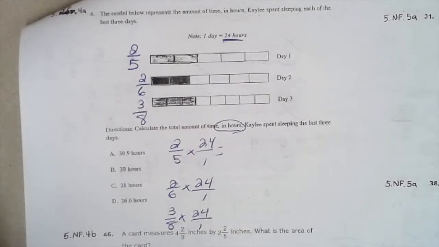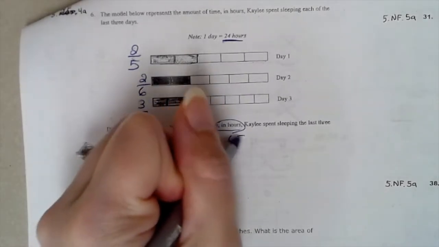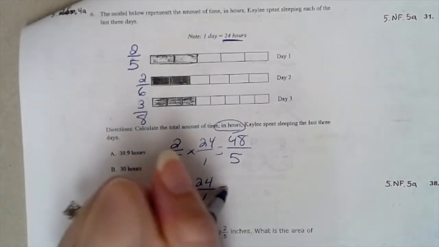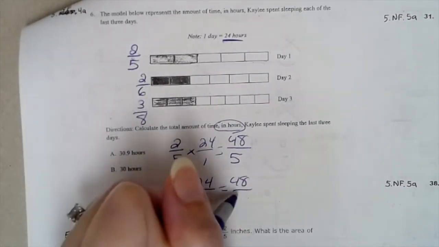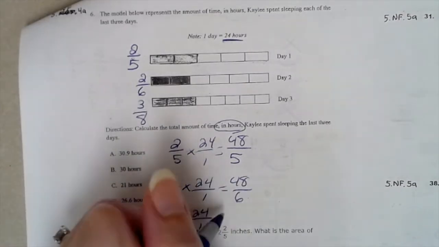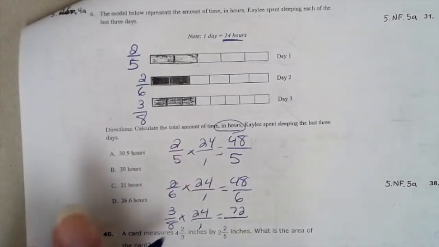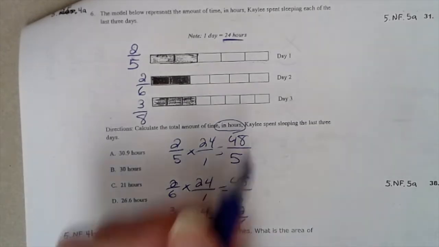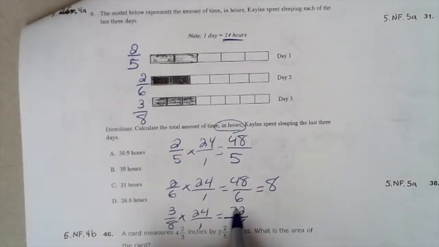So 2 times 24 is 48. 5 times 1 is 5. 2 times 24 is 48. 6 times 1 is 6. 3 times 24 is 72. 8 times 1 is 8. All of these are improper fractions. These two are fairly easy to divide if you know your times tables. 48 divided by 6 is 8. 72 divided by 8 is 9.